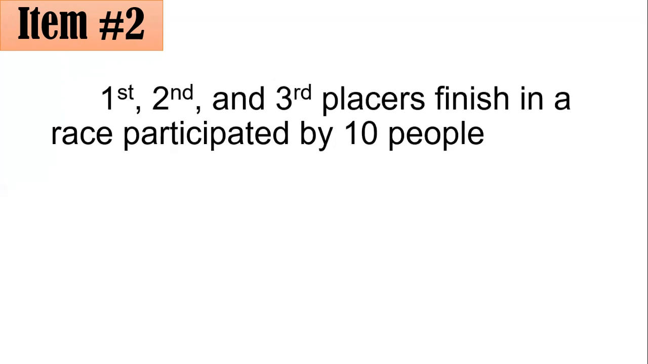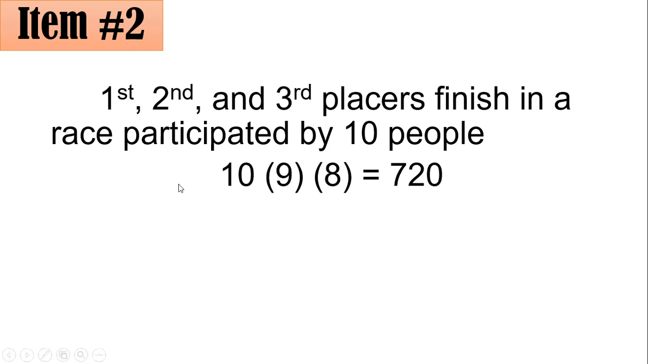The first, second, and third placers finish in a race participated by 10 people. In the first place, there are 10 people who are qualified for that, so there are 10 slots for first place. If one of them already won first place, that leaves 9 people for contention for second place. And one of these 9 won second place, so there are 8 people who are qualified for third place. That's why you have 10 times 9 times 8, or 720.